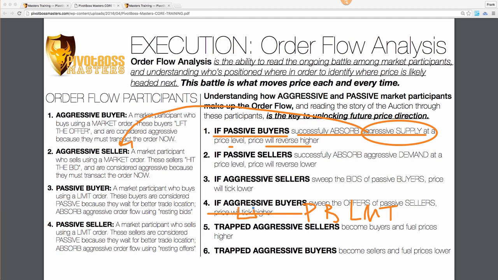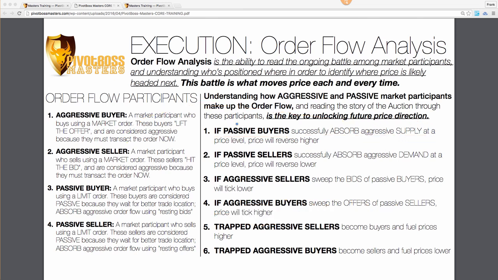So if you have sell imbalances and sell imbalances and sell imbalances pounding the level, lots of sell imbalances all off of this level, and price isn't going down, that absorption by this passive buyer right here will cause price to reverse higher, tick up. So if passive buyers successfully absorb aggressive supply at a price level, price will reverse higher.